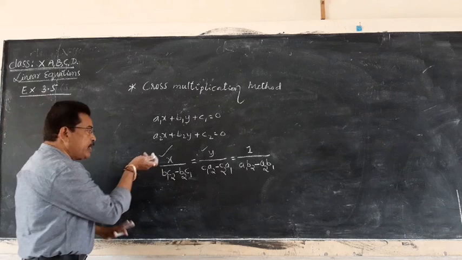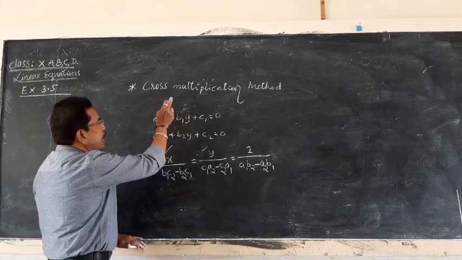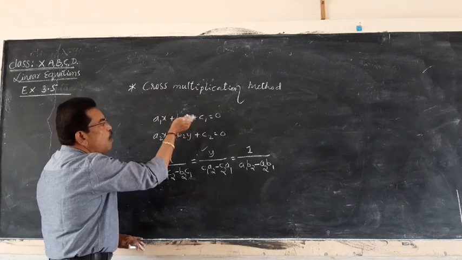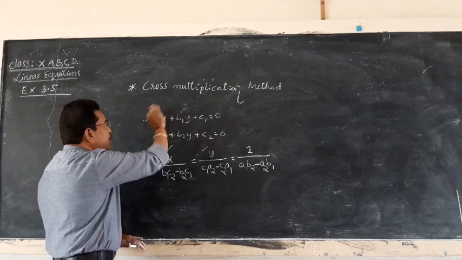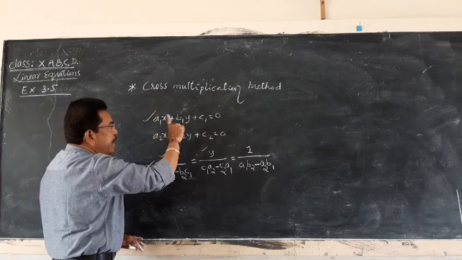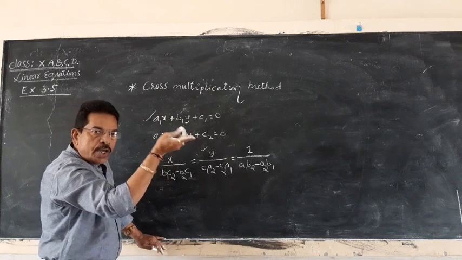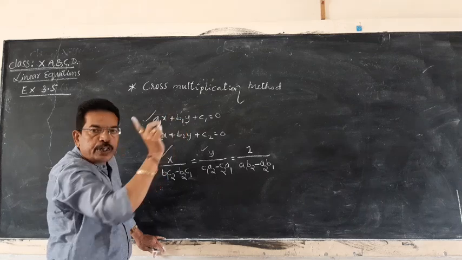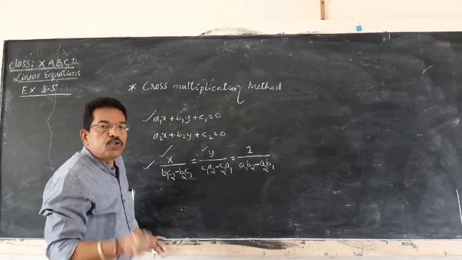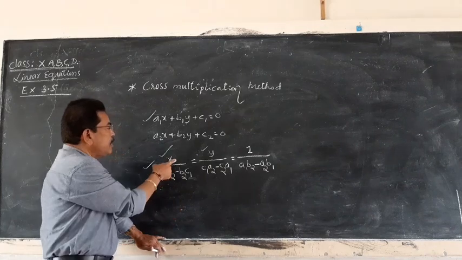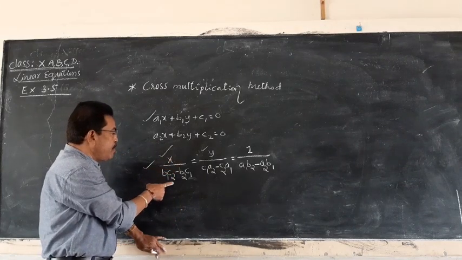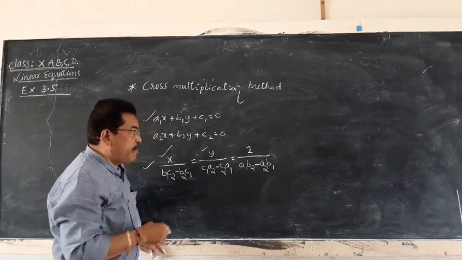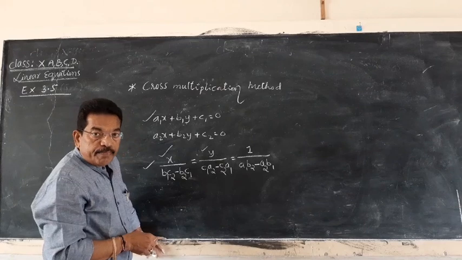From where did we get this? We got it by considering the coefficients of variable x, the coefficients of variable y, and the constant terms. The first equation in two variables is a1x plus b1y plus c1 equals 0. The second is a2x plus b2y plus c2 equals 0. The suitable formula to calculate x and y is x divided by b1 c2 minus b2 c1, y divided by c1 a2 minus c2 a1, then 1 divided by a1 b2 minus a2 b1.